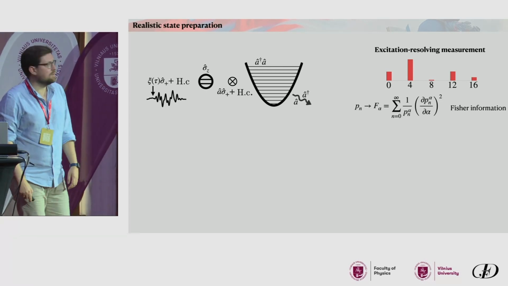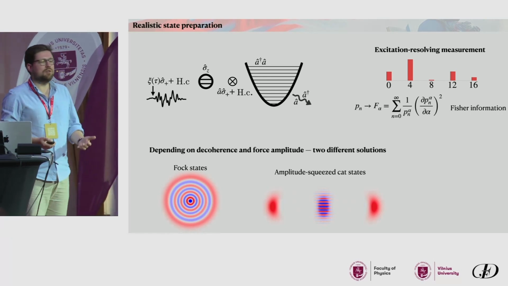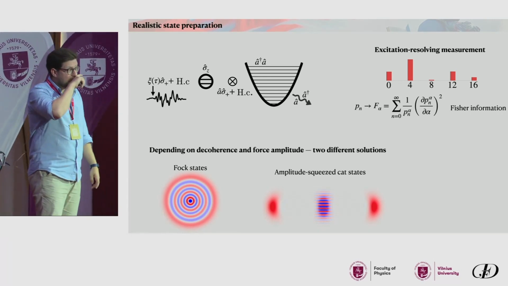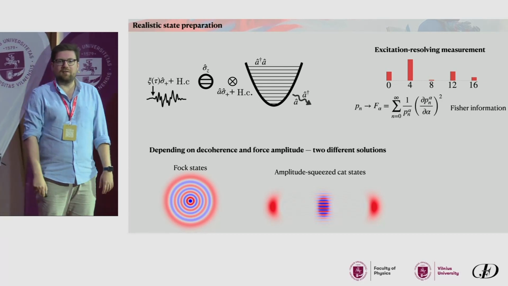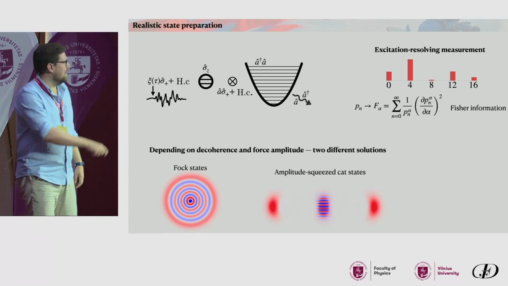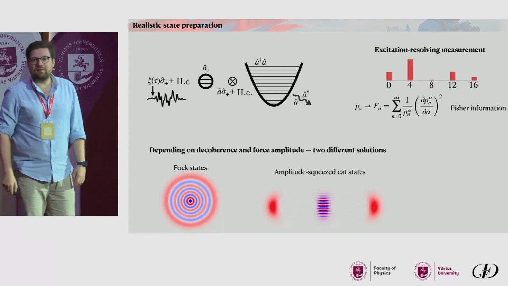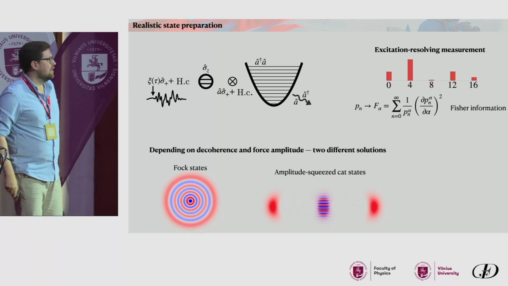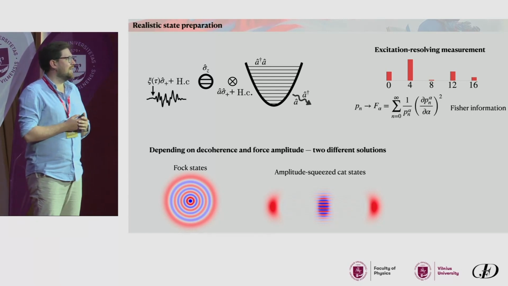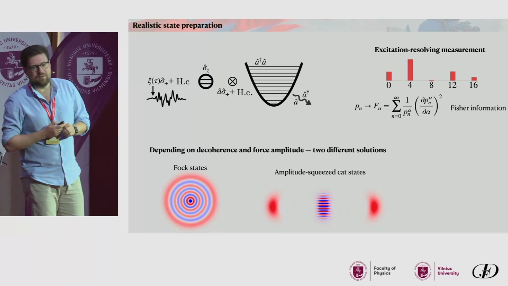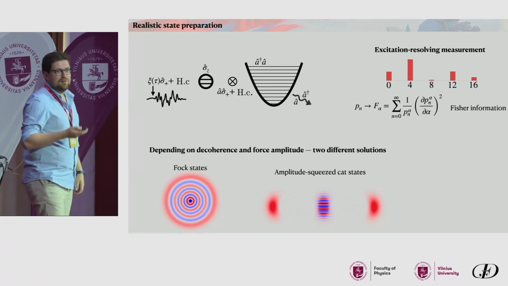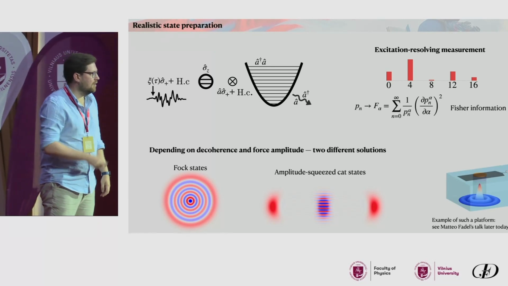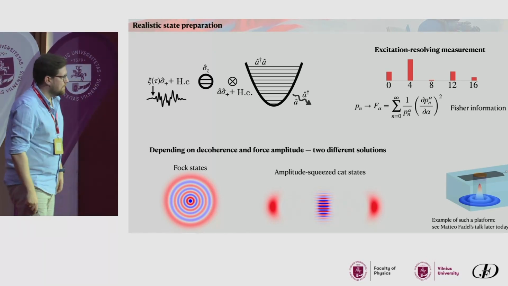And what we find out is that, depending on the decoherence and force amplitude, Fock states are not optimal in all of the cases, as one would to some extent expect, and apparently these amplitude squeezed cat states are optimal in some regimes. So we have found some kind of metrological phase transition to some extent. And if you'd like to know more about the system in which this kind of thing can be realized, go see Mateo's talk later today.